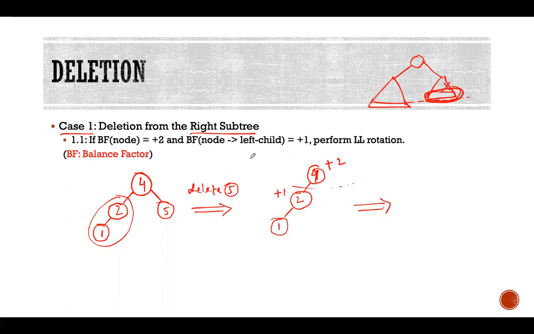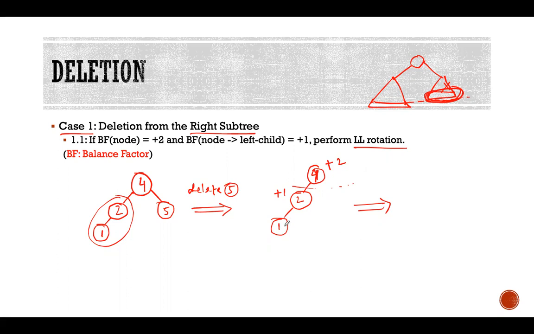So in this case, when we delete a node from the right subtree, if the balance factor of the node that gets unbalanced first is +2, and for the left child, the balance factor is +1, we're going to do LL rotation. From the picture, you can see that we're going to need an LL rotation.